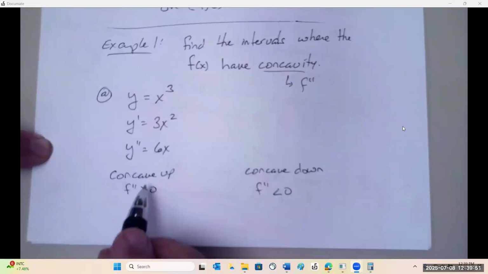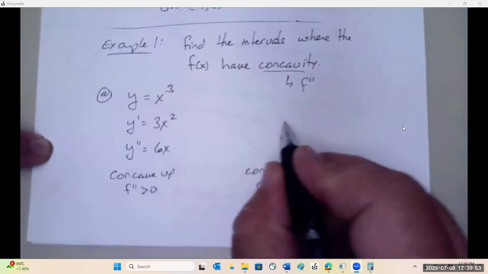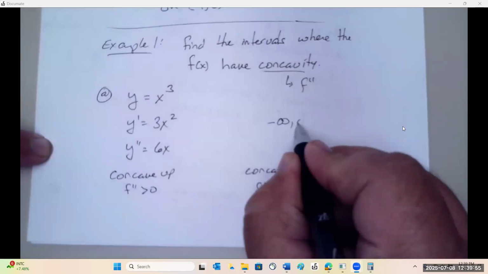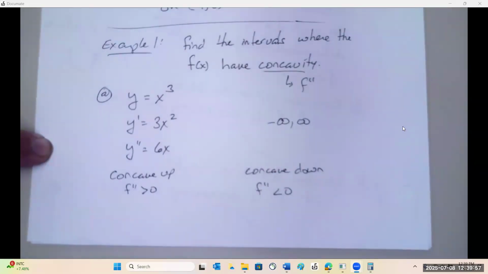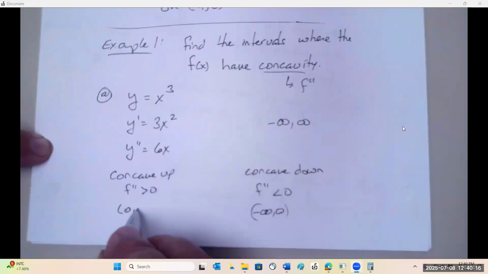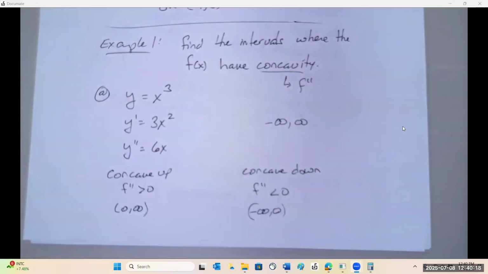Remember, we have to look at the entire domain. If I put negative numbers inside there, what is the concavity? It's negative. So it's concave down from negative infinity to zero. It's concave up from zero to positive infinity.